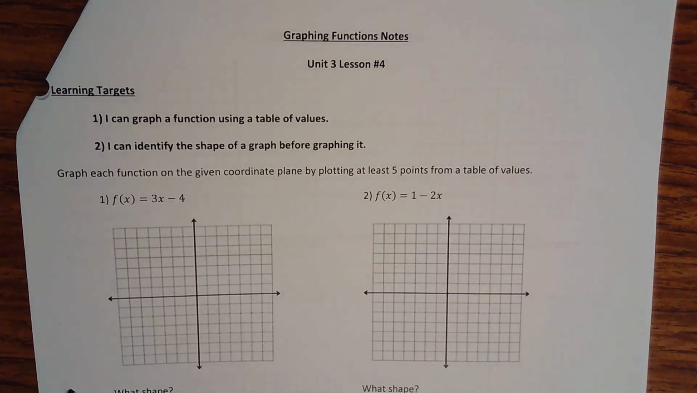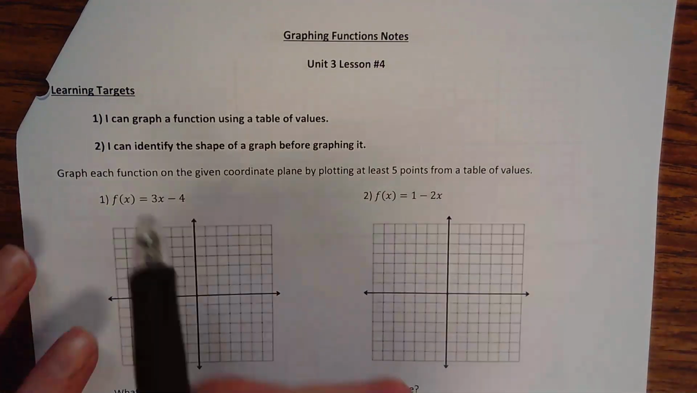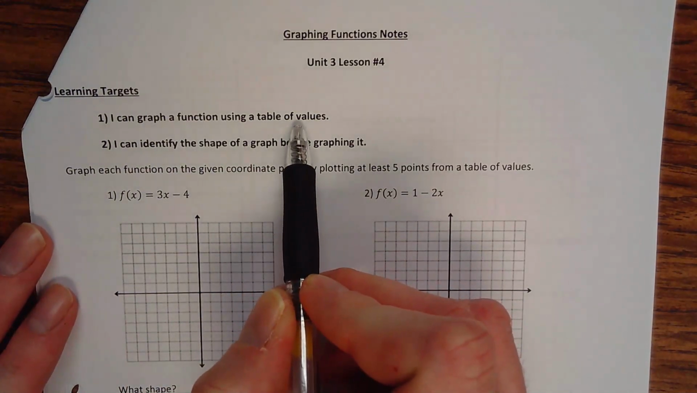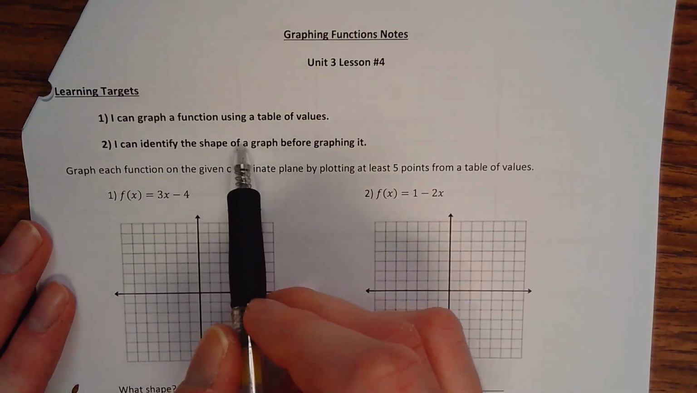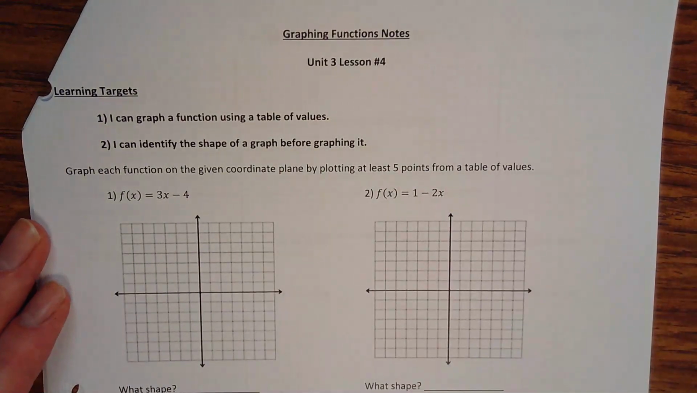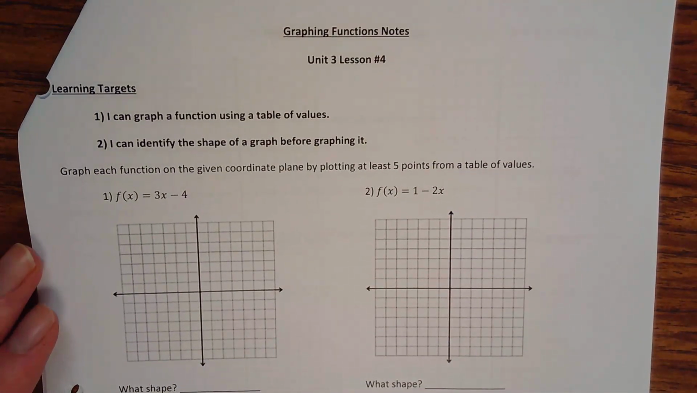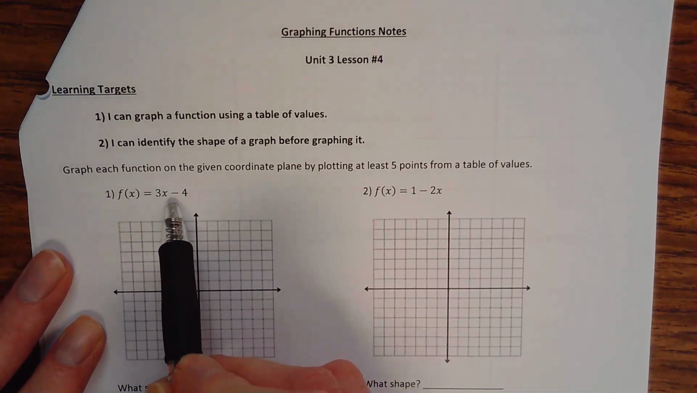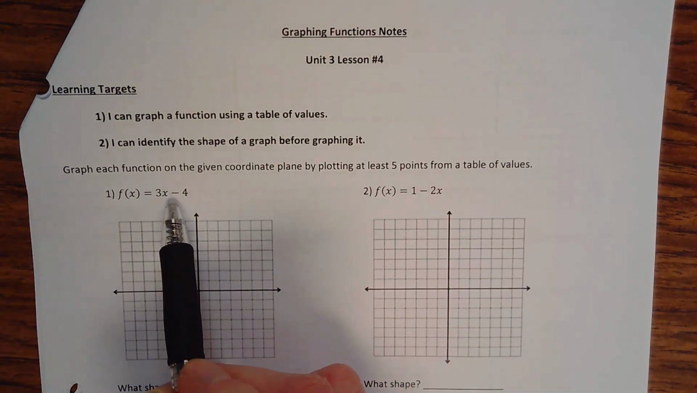So a few of them you might remember, a few of them might be kind of foggy, but we're going to try to refresh you on all of them. On this one, our learning targets: I can graph a function using a table of values, which we'll create on our own. And I can identify the shape of a graph before graphing it. So hopefully by the end of it, by looking at the function, you can figure out what shape it'll be before you start graphing it.